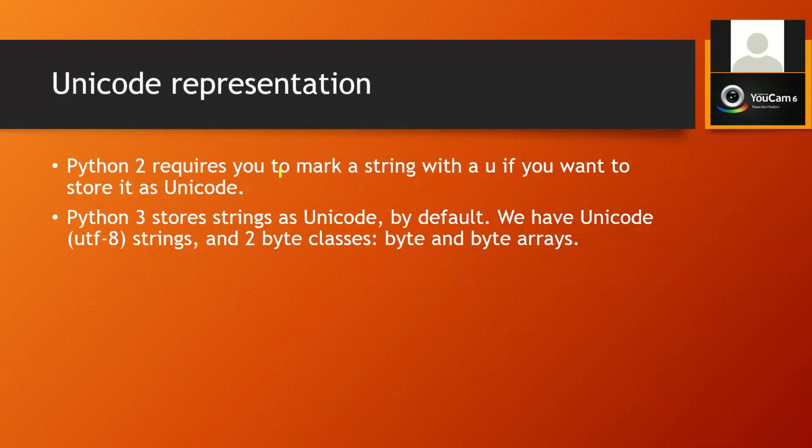So Unicode characters, these are the characters other than the English language. They are special characters like Chinese words or something which we want to store. So if you are using Python 2.0, then you have to put u in front of that string if you want to store the Unicode characters.